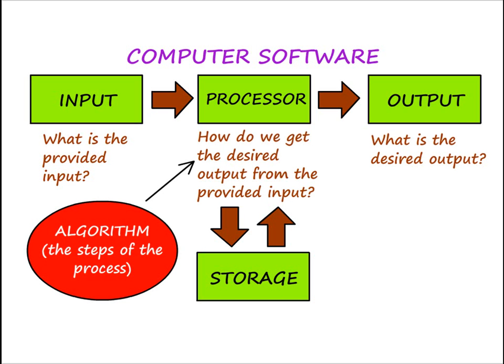And then the big question is, how do we get there? How do we get from that provided input to the desired output? And that process is referred to as an algorithm. This is where the coding comes in. We're going to code in such a way we can take that input and generate the desired output. Algorithm is nothing more than a big fancy word for the steps of a process.